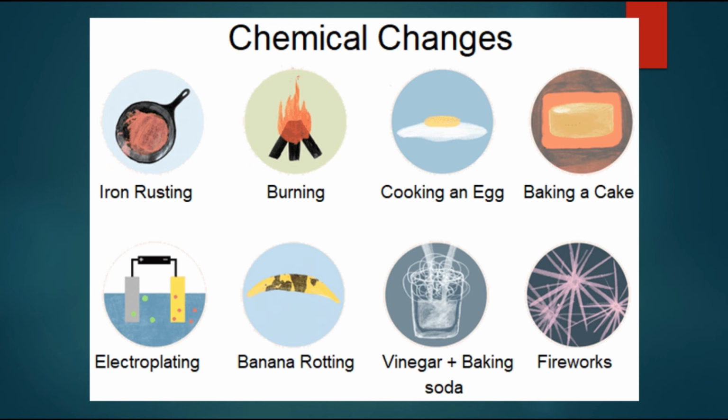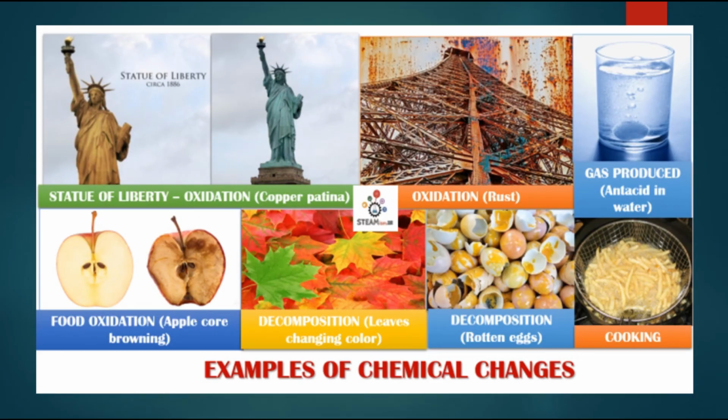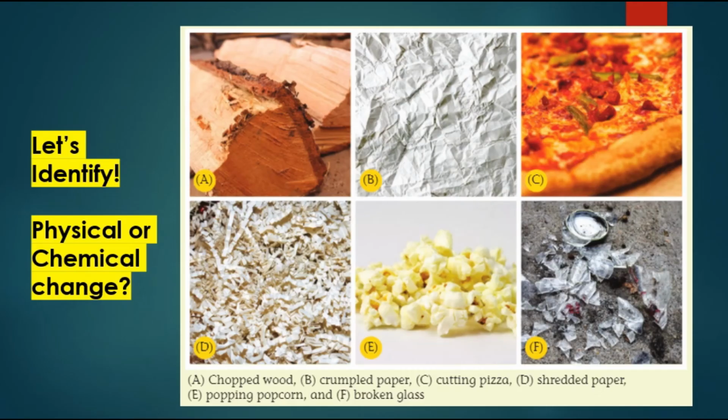Another example is vinegar plus baking soda. A chemical reaction happens, causing the chemical change. And of course, fireworks. So those are examples of chemical changes. As you can see in the picture, we have rusting, decaying of fruits or decomposition. When we cook something, there is a chemical change.